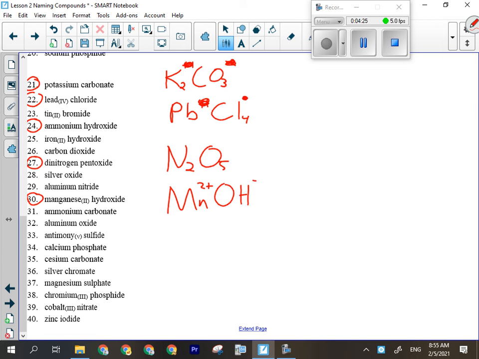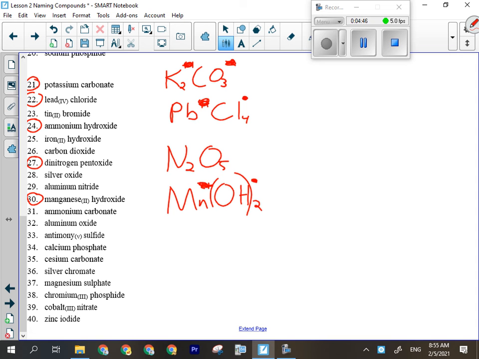All right, so when I drop and swap, the 1 goes here. We don't write 1s, so that's taken care of. The 2 is going to drop over here. What do I need to put around the OH? Brackets. There's our formula for that. Okay? Everybody with me there? All right.